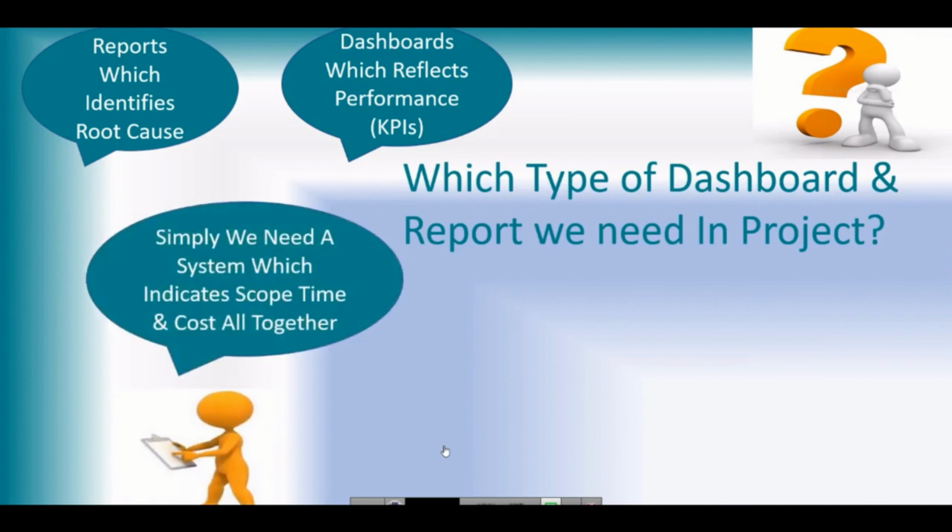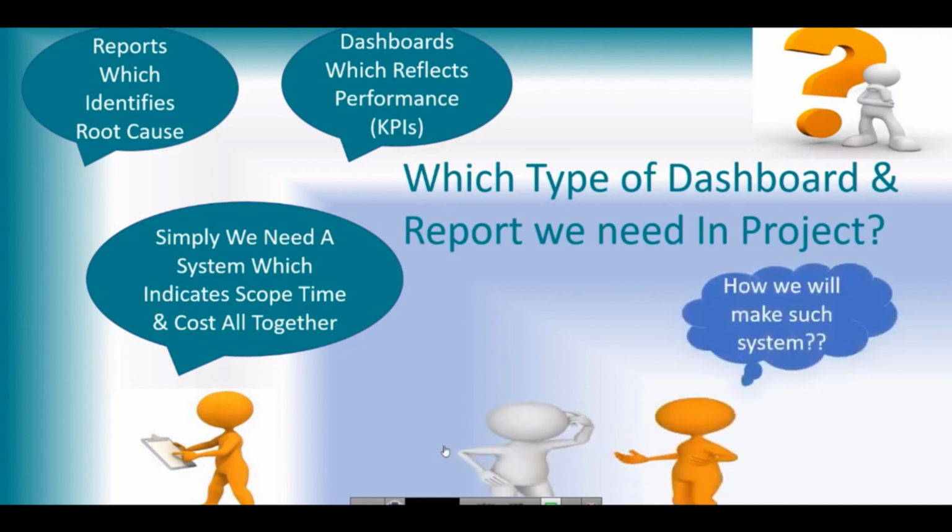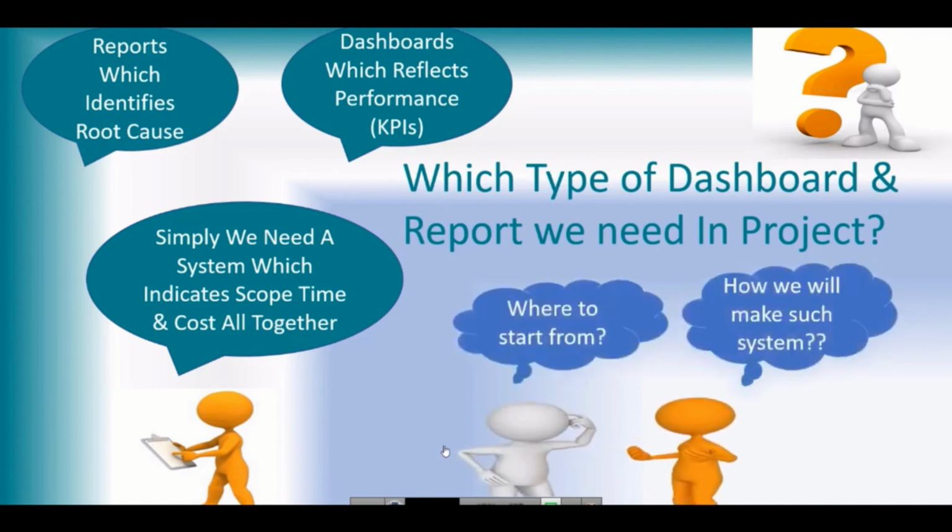Simply, we need a system which indicates scope, time and cost all together. We need a robust system which gives me the scope of the project, because this scope is going to be validated by the client. The client needs to see whether the scope is done or not. We need to see the cost, how much you spent to finish the scope, and the time, in what time you are going to finish the project or in what time you have finished so far. These are the three main things we need in our system to create dashboards and reports.